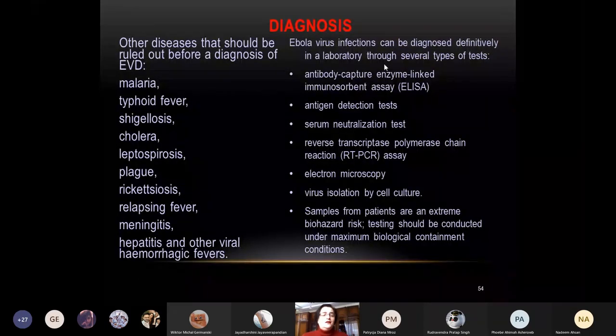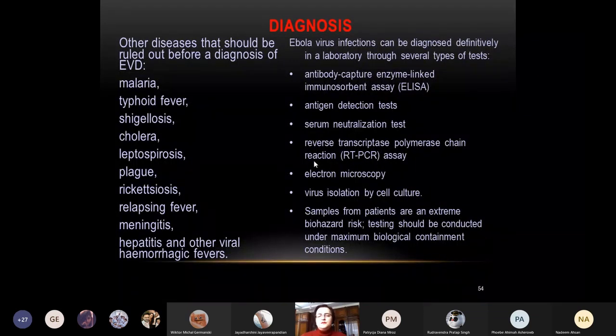And the diagnosis: Ebola virus can be diagnosed definitely in a laboratory through several types of tests. Antibody capture enzyme-linked immunosorbent assay, or ELISA in other words, antigen detection tests, serum neutralization test, and reverse transcriptase RT-PCR assay, electron microscopy, virus isolation by cell culture. And you have to remember that samples from patients are an extreme biohazard risk. Testing should be conducted under maximum biological containment conditions.